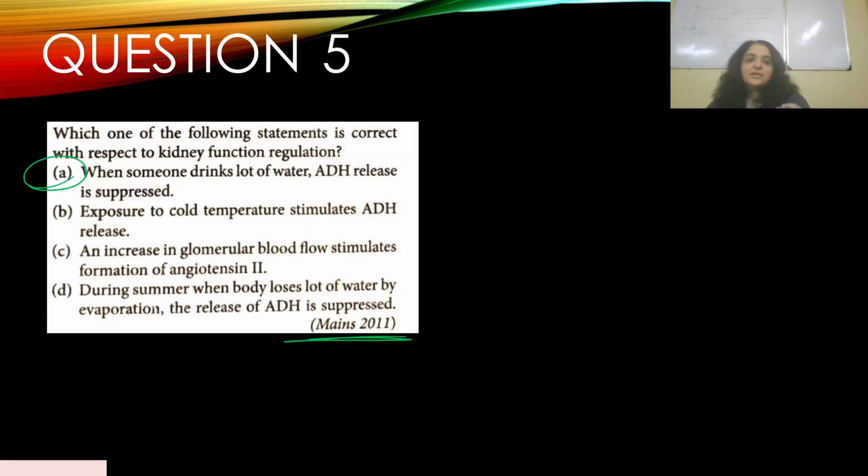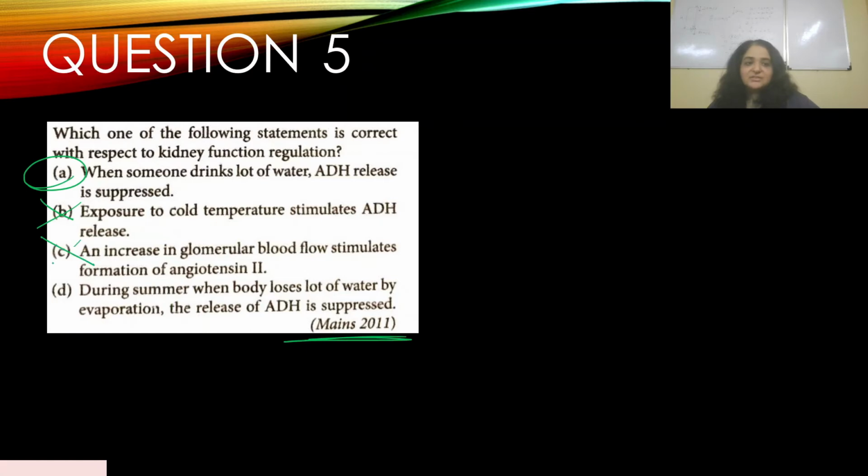Now, when you are exposed to cold temperature, in cold regions or whenever the temperature is cold, you don't sweat, you don't lose a lot of water. So that does not stimulate ADH release. ADH has to reabsorb water, right? We want to remove the water. So clearly B is incorrect.